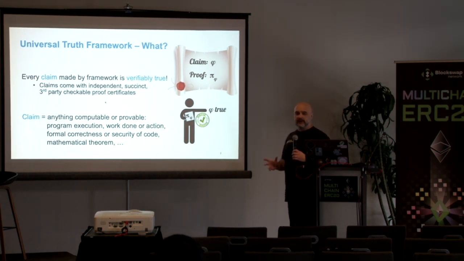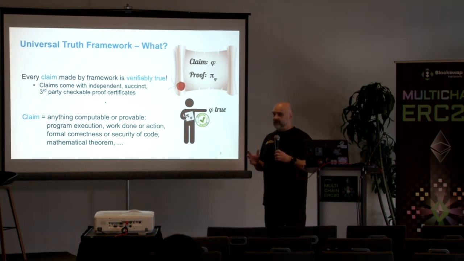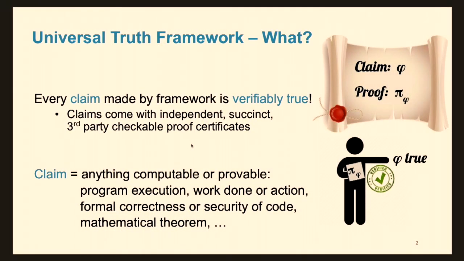And now what is a claim? Because it sounds very abstract, right? A claim can literally be almost anything that is computable, anything that can be produced by a program or by a tool that analyzes a program or proves something about a program. A program execution, for example, that's a claim. When you execute f of 17 and you get 42, that's a claim that f of 17 is 42.